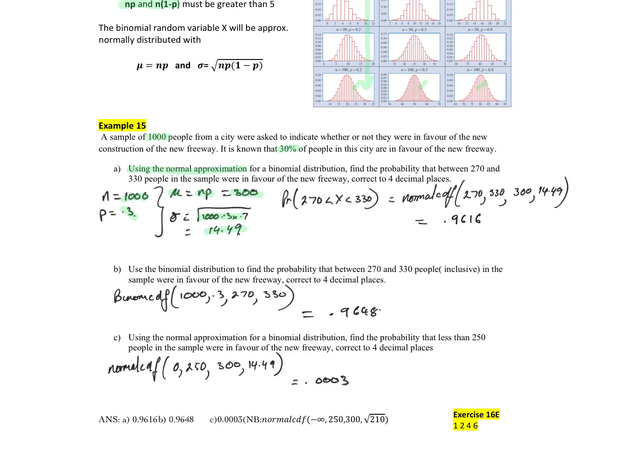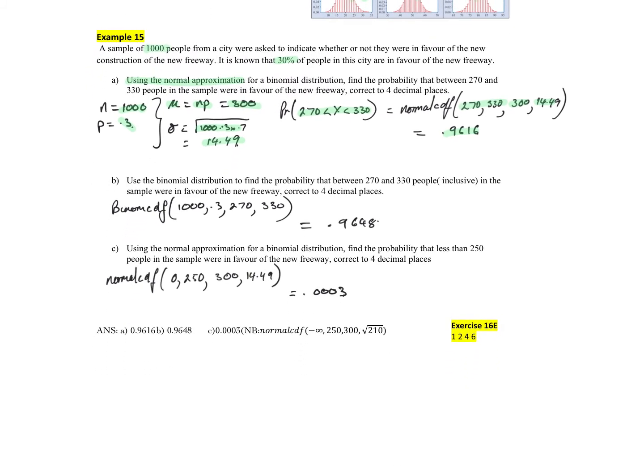So now in my normal distribution, the probability of getting between 270 and 330, with a mean of 300 and standard deviation of 14.49, I get 0.9616. Now use the binomial and do the same thing and compare it. If I've got a binomial distribution with 1,000 trials, 0.3 success, and I want between 270 and 330 successes, it's 0.9648. So to 2 decimal places, it's the same. So you can see how good an approximation it is.